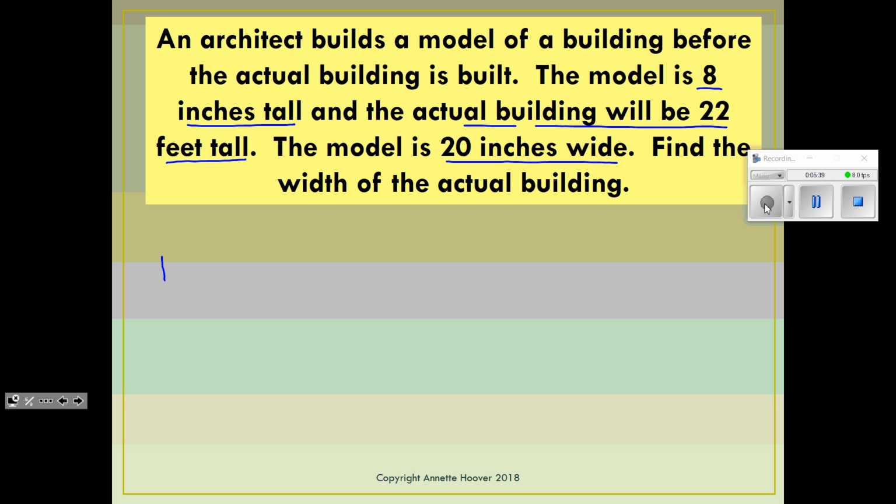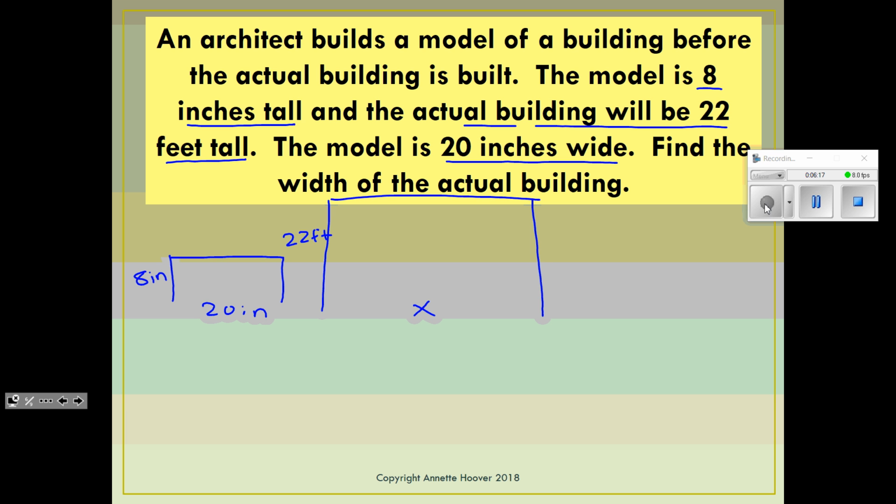So we have the model of a building and we have the actual building. It says the model is 8 inches tall. The actual building will be 22 feet tall. The model is 20 inches wide. Why did I make that? That should be a much wider building. Let's redraw that. It should be more like this. 8 inches tall and 20 inches wide. Here is the actual building, which is 22 feet tall, but we don't know the width.